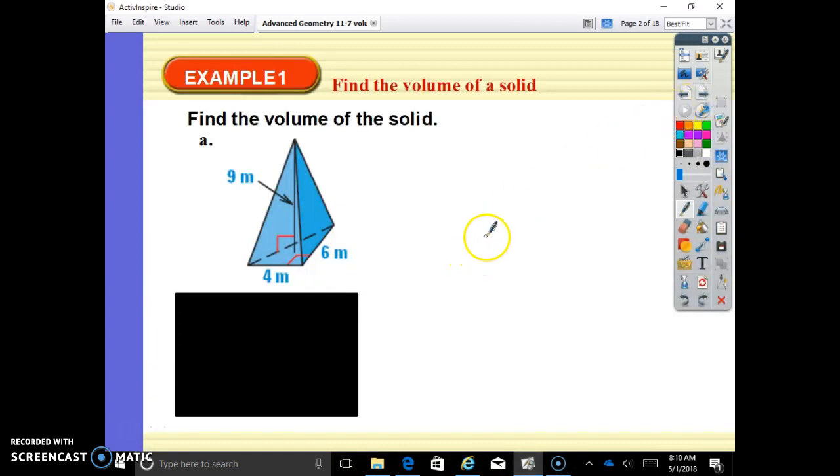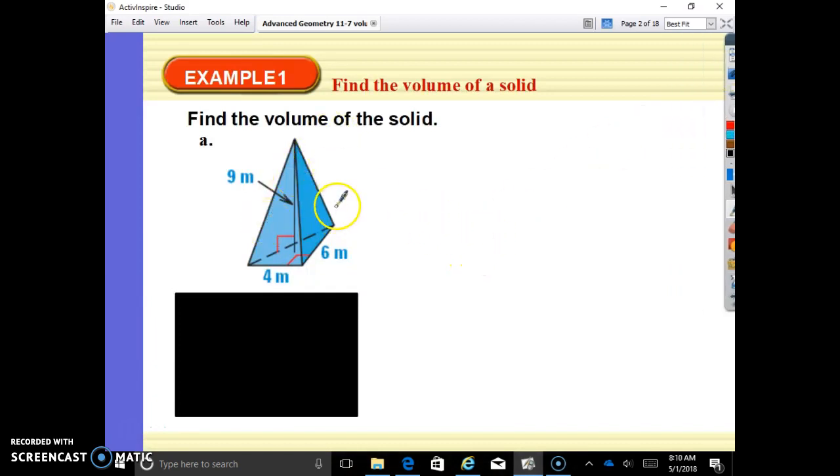Find the volume of the solid. Alright, so what is this, guys? Triangular pyramid. Good. The base names the shape. The base is a triangle, and a triangle has three sides, so there's three triangles coming up to the vertex up here. Perfect.